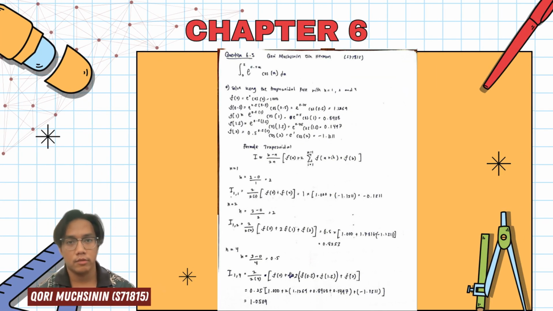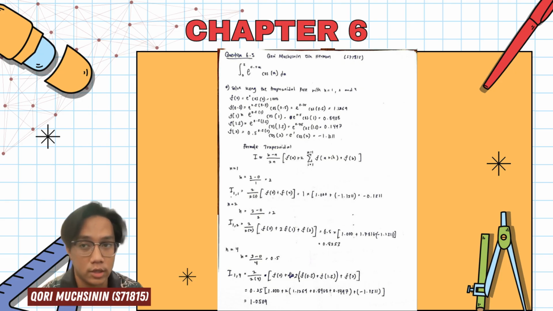My matric is S71815. So I will explain the calculation for question 6.3, which is to evaluate the definite integral of e to the power of 0.5x cos x from 0 to 2, and we will compare two powerful numerical approaches, which are the multi-segment trapezoidal rule and Romberg integration.